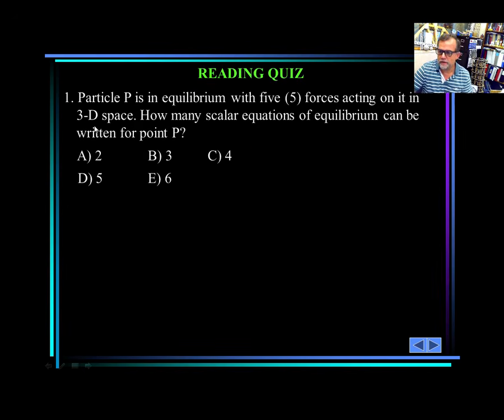Okay. If a particle P is in equilibrium with 5 forces acting on it in 3D space, how many scalar equations of equilibrium can be written for point P? I always ask this question in class. As soon as I finish, I ask who says A, who says B, who says C, who says D, and everybody, yay! Because I just misled them, and the only thing they heard was 5. No, I already explained that, right? If it's in 3D space, you have three scalar equations of equilibrium, period.